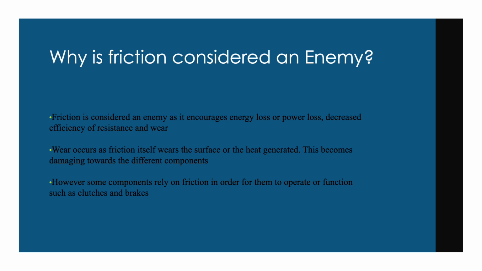So friction is actually considered an enemy. Friction is considered an enemy because it encourages energy loss or power loss, decreased efficiency of resistance, and wear. So wear occurs as friction itself wears the surface or the heat generated. This becomes damaging towards the different components. There are some components which rely on friction in order for them to operate or function, and in this case, it would be clutches and brakes, like brake pads.